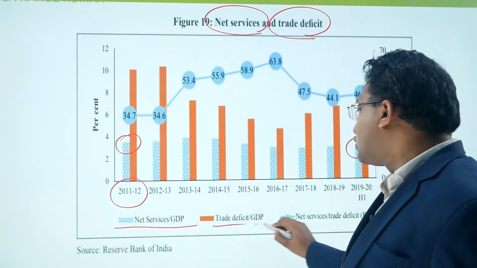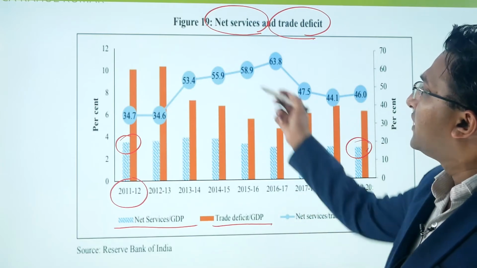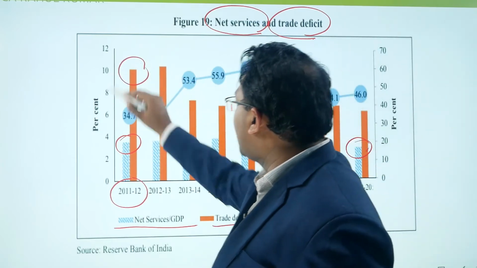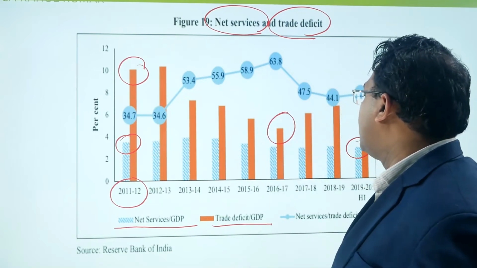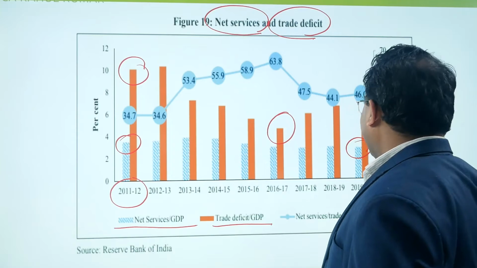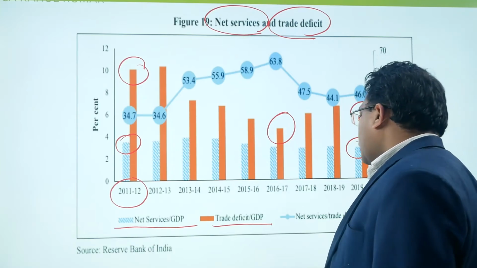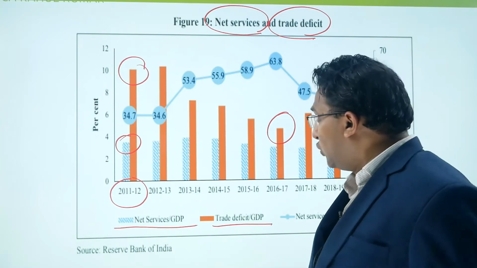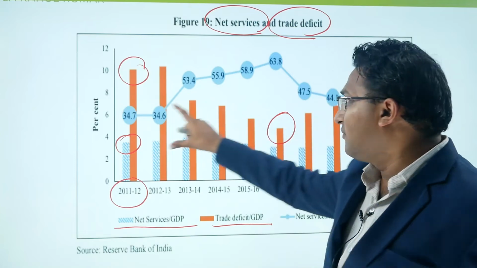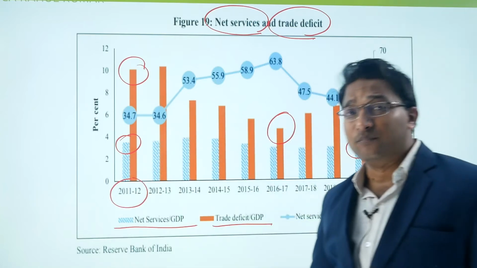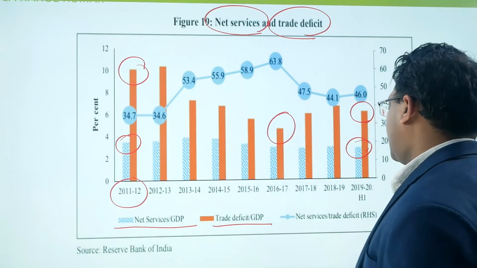Trade deficit to GDP ratio. So trade deficit to GDP ratio, we can see that this was approximately 10% in 2011-12. Then this came down to around 5% because of the crude oil, and finally this is approximately 7% as of now. So this trade deficit is actually improved, as we discussed. The merchandise trade balance improved because of the crude oil price decline. So here in this diagram we can see this aspect.